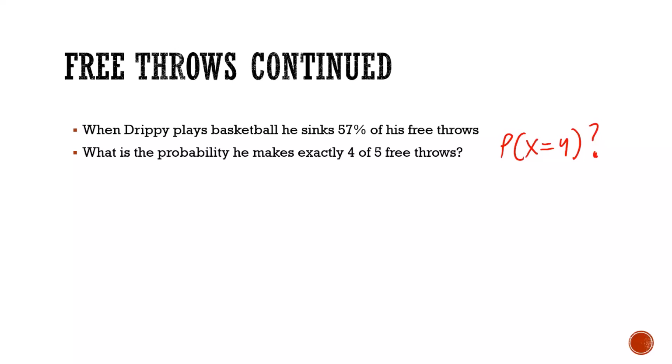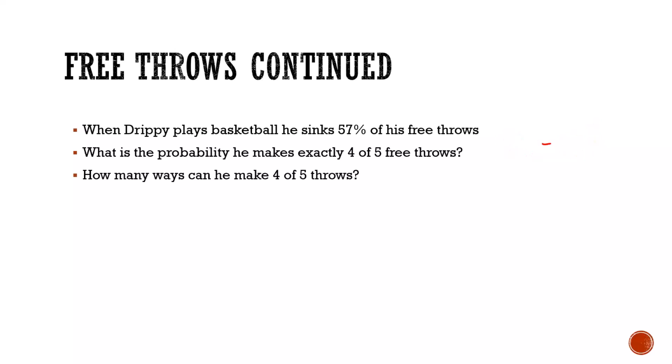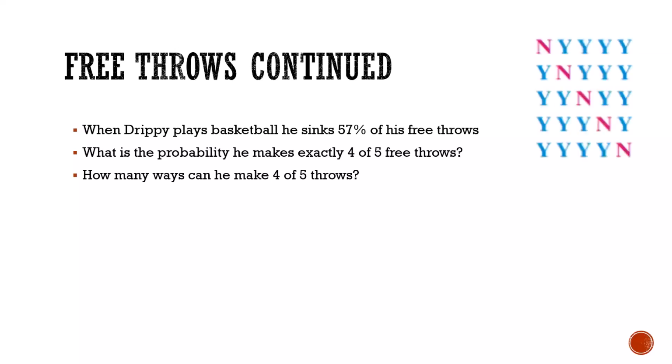To find out the probability, we might want to figure out how many ways something can happen. So how many different ways could he make exactly 4 of 5 free throws? I'll give you a hint. Here's one way: he could miss the first shot and then make the next 4. Or he could make the first shot, miss, and then make the next 3. So how many different ways are there for him to make exactly 4 out of 5? 5, right? Because it's just, where is that miss going to be?